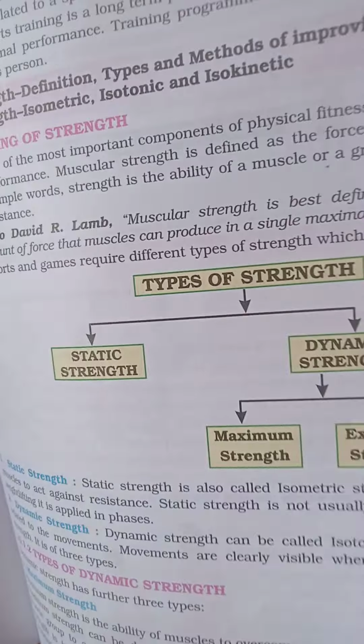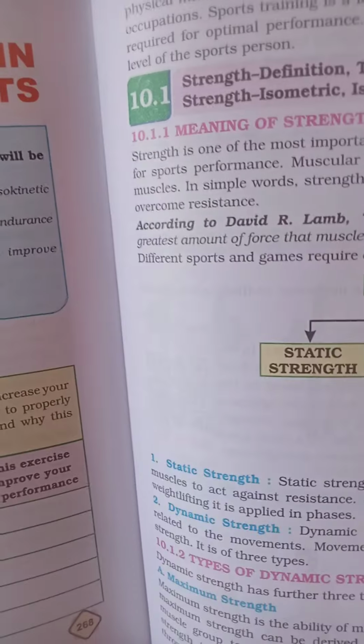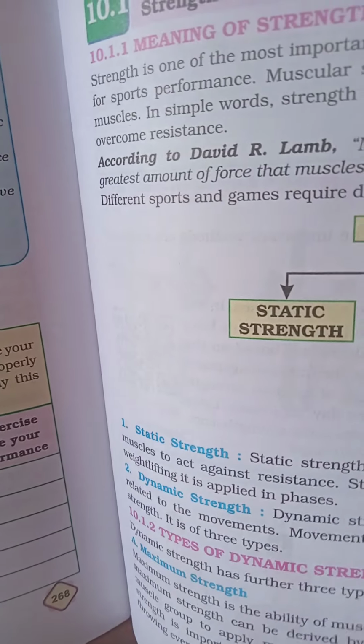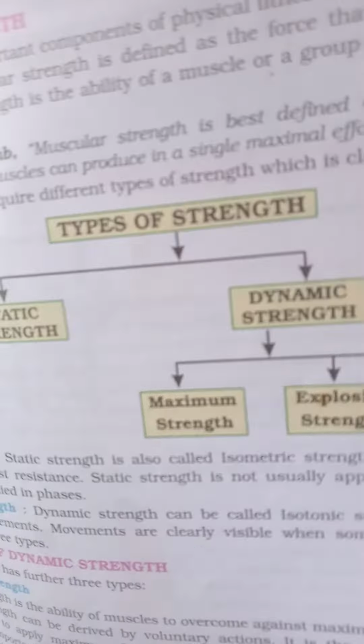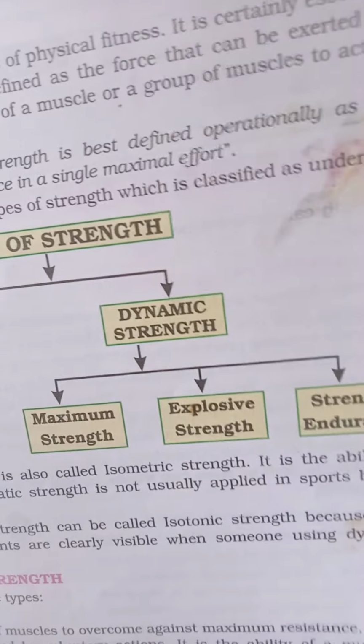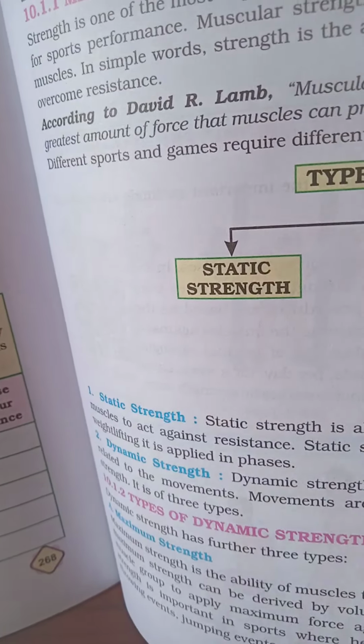Dynamic strength can be called isotonic strength because it is strength related to the movements. Movements are clearly visible when someone is using dynamic strength. It is of three types.